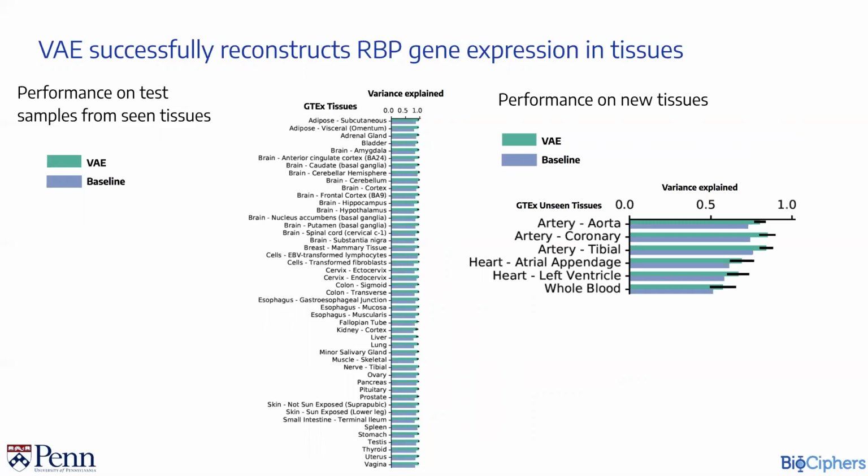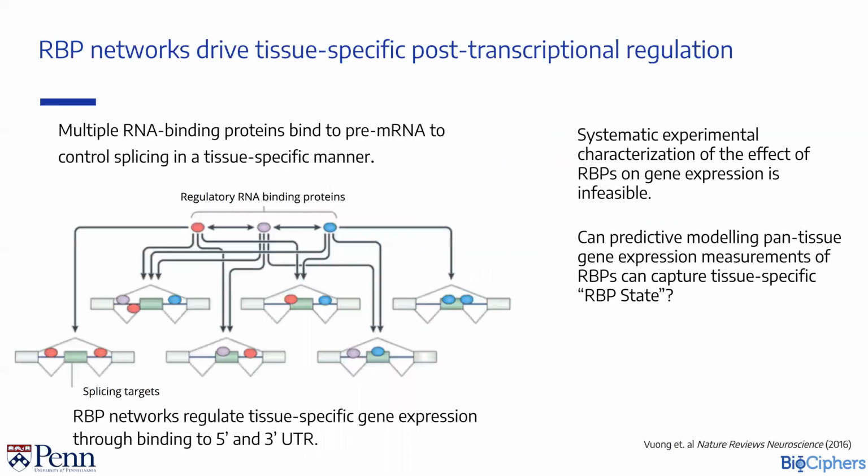Then we move on to unseen tissues. We withhold 2 tissue groups consisting of 6 tissues from GTEx during the VAE training and now measure performance of our VAE on these tissues. Our VAE still beats the baseline even though it has never seen these tissues before. So far, we have shown that we can reconstruct RBP gene expression across different tissues. Our next question is, can we simulate the knockdown of RBPs through these predictive models?